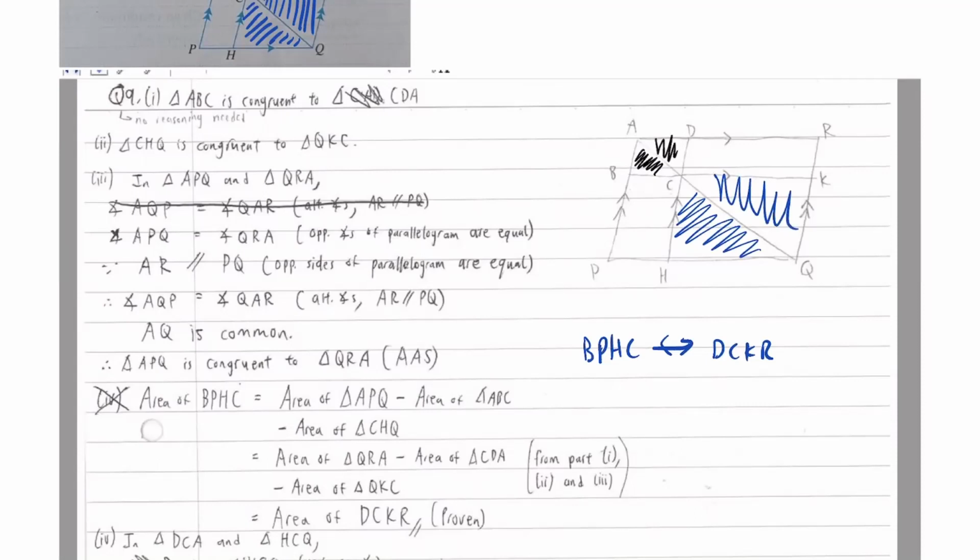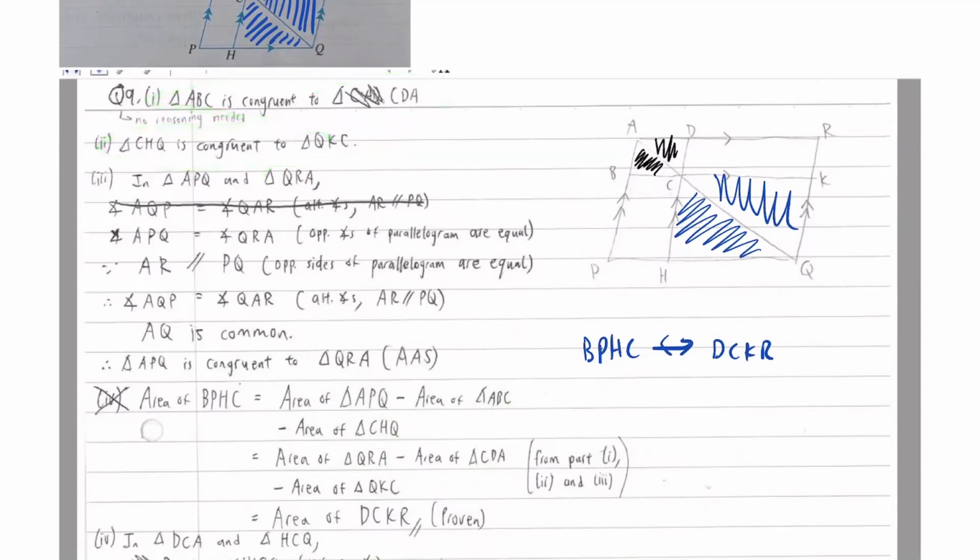Right. So after you subtract away these two areas, you realize that APQ, because of the congruency we proved just now about QR with triangle QRA, the area must be the same. Area of triangle APQ is the same as area of triangle QRA. Likewise, for the triangle ABC area, you can also replace with CDA. And finally, the area of triangle CHQ is the same as area of triangle QKC. This is from part 1 and part 2, right? Congruent, then they are same area.